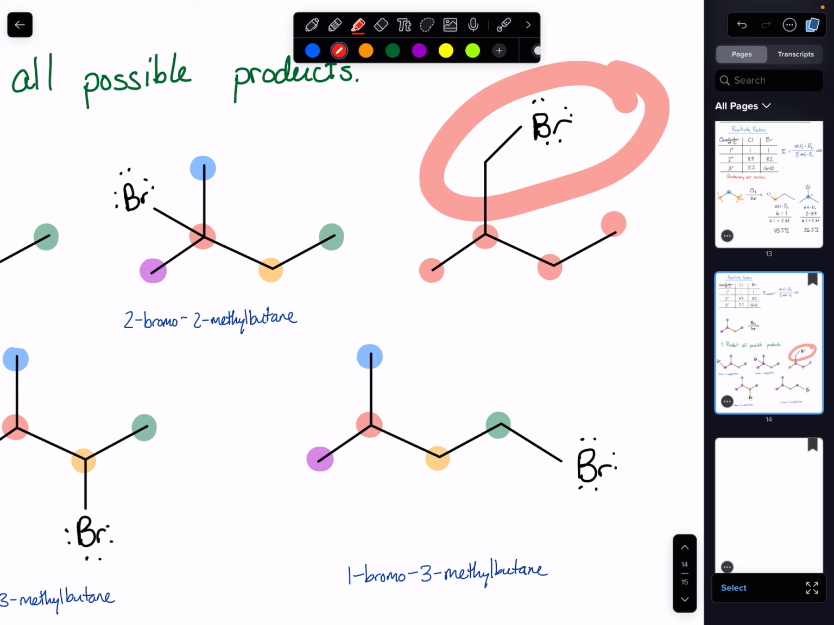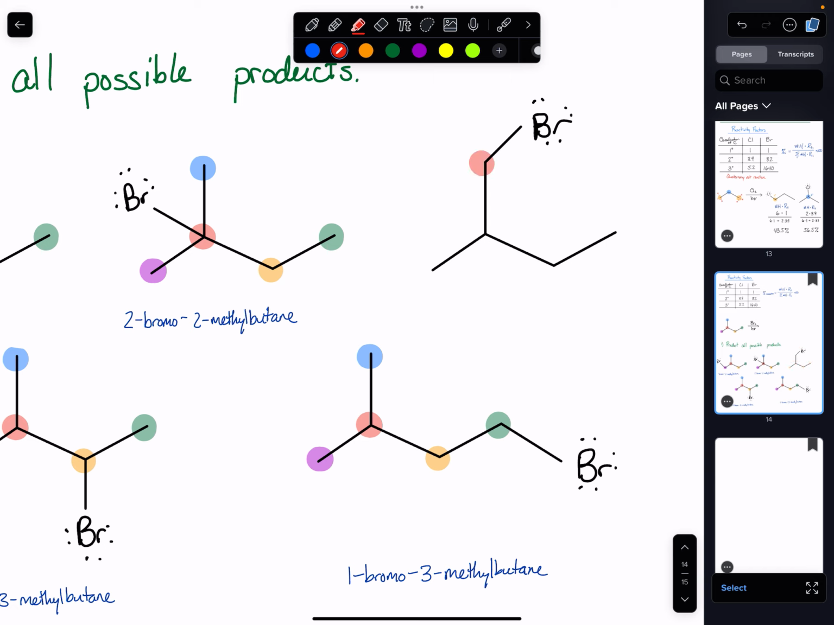So instead, you need to pick your parent chain more carefully. We're going to pick these 1, 2, 3, 4 carbons here instead. So carbon 1, 2, 3, 4. So this would be 1-bromo-2-methylbutane. Let me put my original color back on here to make a point. Blue, red.